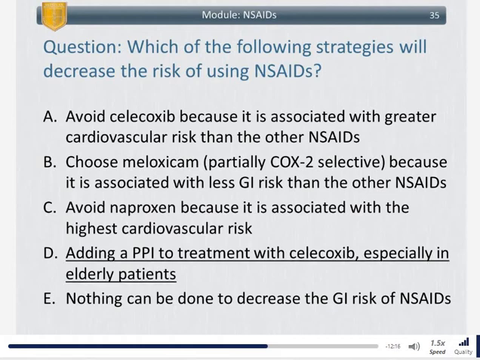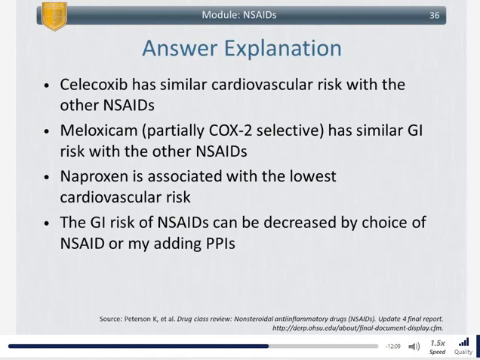Adding a proton pump inhibitor to celecoxib, especially in elderly patients, does decrease risk. Some of the other points were not true. Celecoxib has similar cardiovascular risk to other NSAIDs. Meloxicam, which by the way is Mobic, has similar GI risk to other NSAIDs. So even though it's partially COX-2 selective, there does not seem to be GI sparing. Naproxen is the lowest cardiovascular risk, not the highest. And the GI risk of NSAIDs can be decreased, by choice of the NSAID, depending which one, or by adding proton pump inhibitors.